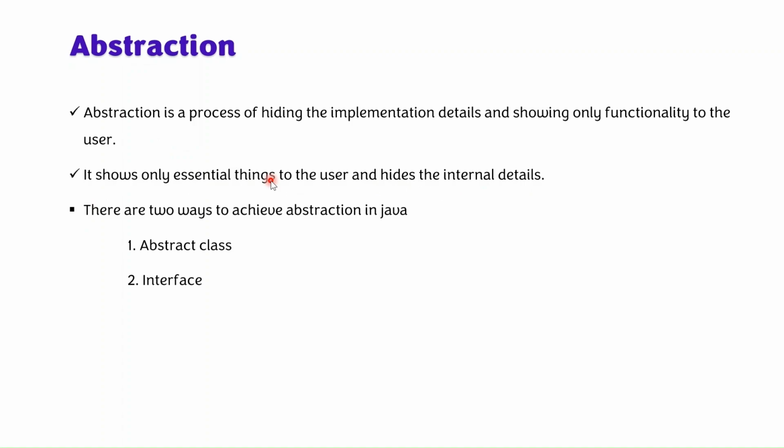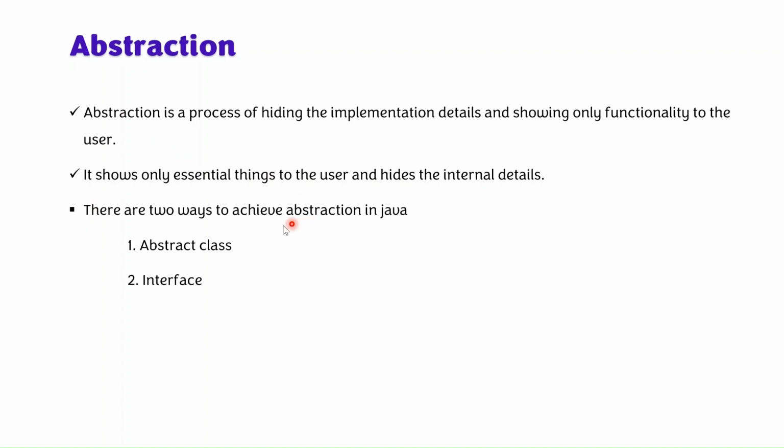I will give a real-time example of abstraction. How the keyboard has been manufactured, we do not know. But what the features of the keyboard are, we should know. That is also considered as abstraction.